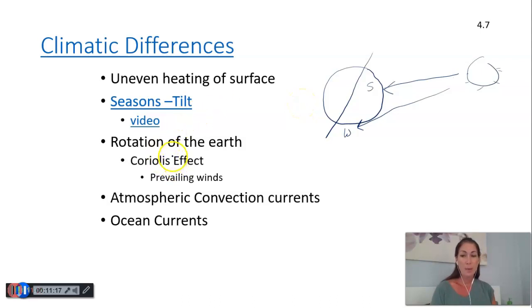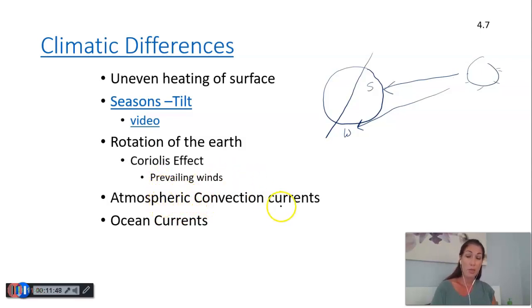Now, another thing that impacts our climate is the rotation of the Earth, and we're going to learn about the Coriolis effect in a second. But the Coriolis effect, the spinning and the rotation of the Earth, actually sets into stage our prevailing winds. So our prevailing winds will determine whether or not we're receiving storms. Often we'll have a dominant wind pattern that will dictate the weather that we experience. So our Coriolis effect is also tied to our climate.